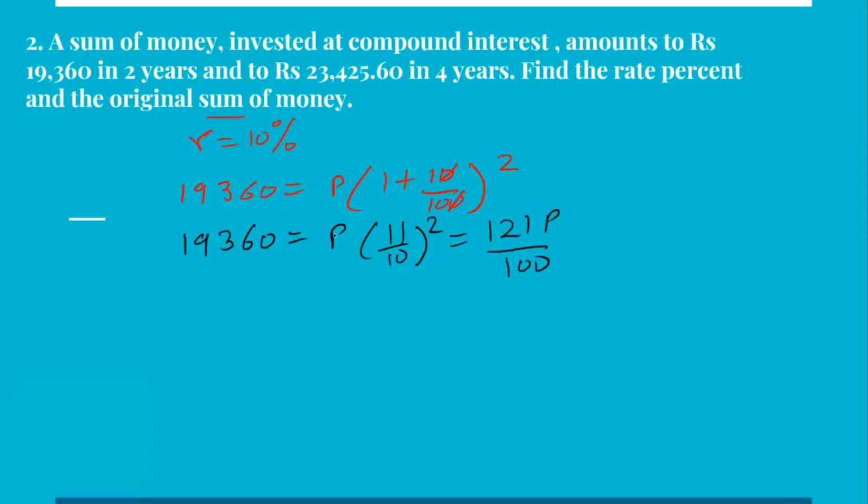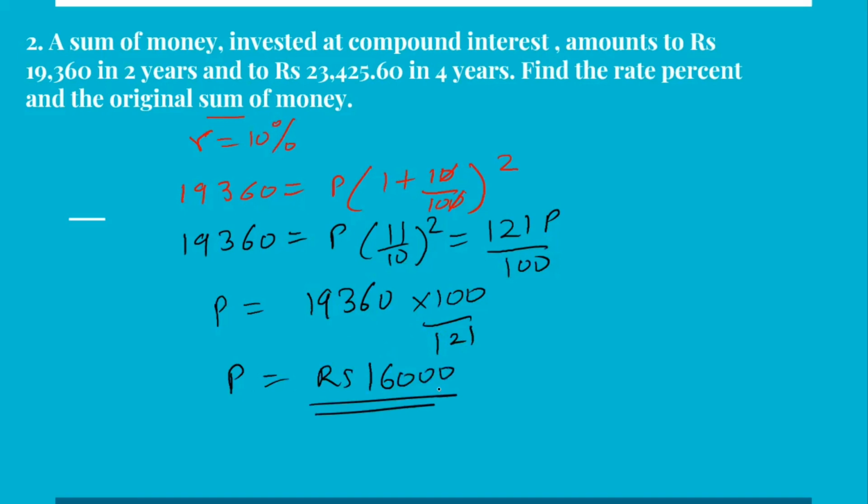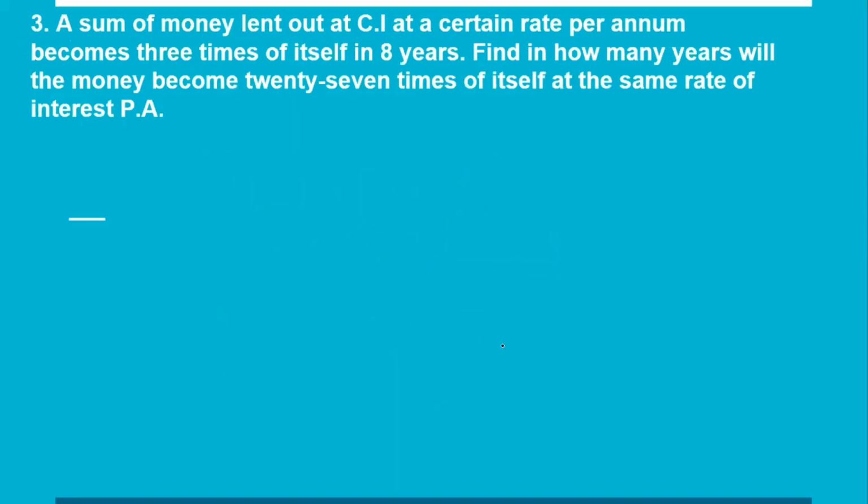To find P, let us shift this over here. So we get P is equal to 19,360, and we get the inverse of this, which is 100 upon 121. Simplify this further and you get principal is equal to rupees. This is directly divisible by 121. Divide by 11, or you can directly divide by 121, then also you will get this as rupees 16,000, which is the original sum. Got it? Understood, all of you? Let's move on to question number 3.